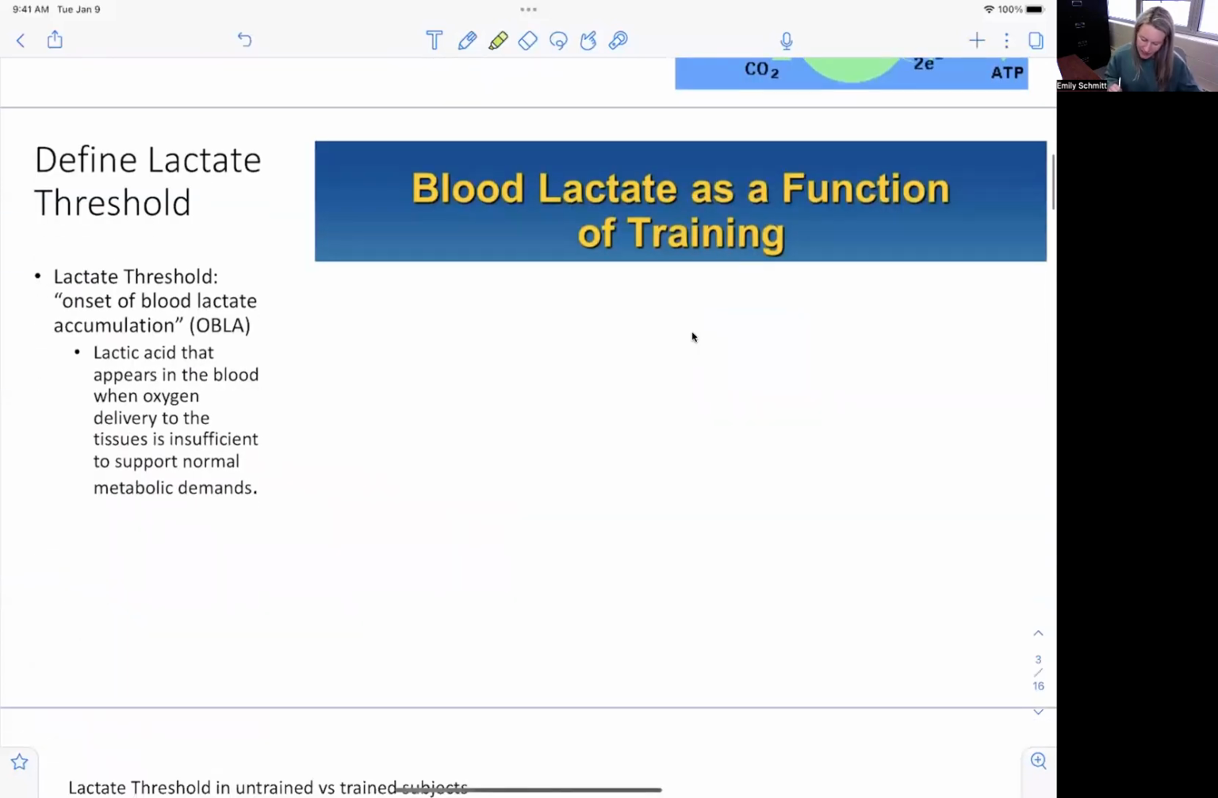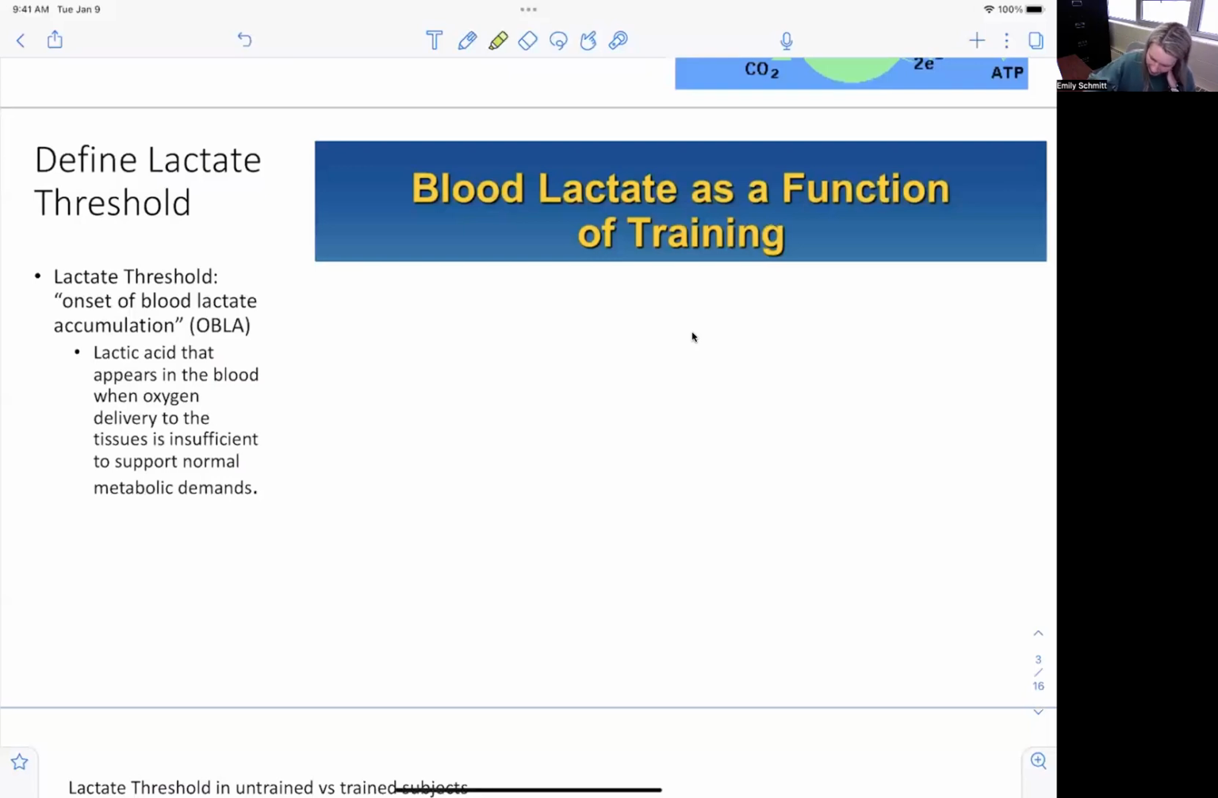So, defining the lactate threshold: when we talk about the onset of blood lactic acid, or OBLA, this is lactic acid that appears in the blood when oxygen delivery is insufficient to support our normal metabolic demands.